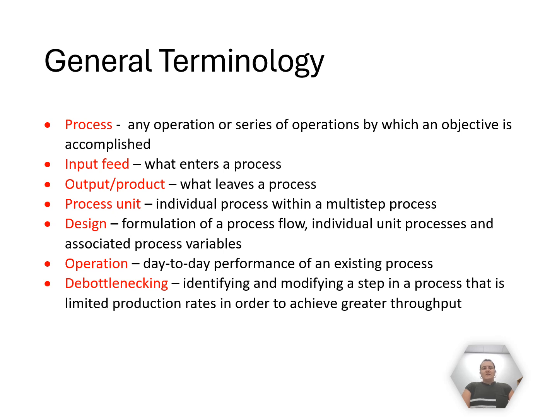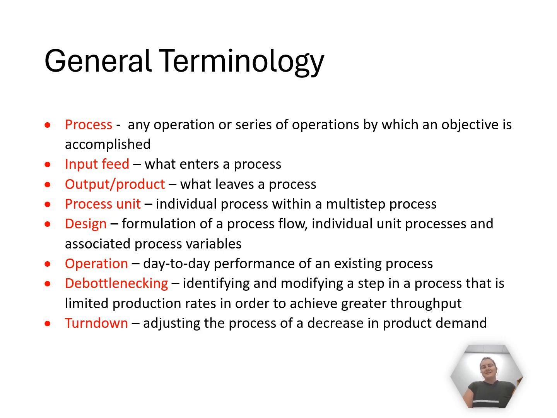And then the next two terms are a little bit more specific to certain industries, but you might hear the word debottlenecking, and basically what that is, it's troubleshooting. It's a way of identifying or modifying steps in a process so that you get better efficiencies or better throughputs, normally at the end of the day. And then you may also hear the term turn down, and that's adjusting the process to decrease product demand over time. So that's some general terminology.